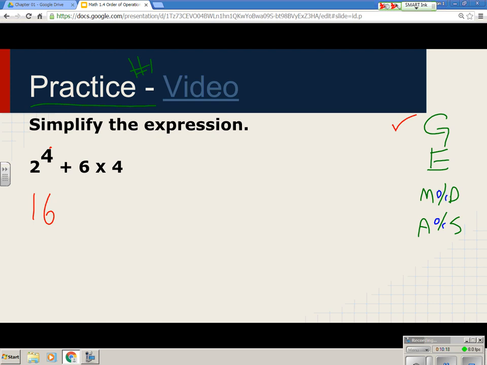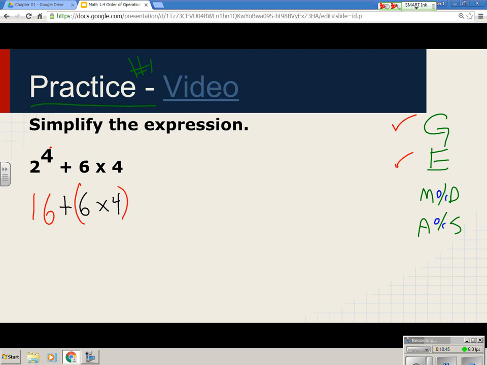So once I solve that, and so you're not confused, I'm going to get rid of this. Once you solve that, what do you do with the rest of the stuff? You bring it down. Plus 6 times 4. So now I'm looking at it going, okay, group's done, exponents accomplished. Now I'm looking for any multiplication or division. Do you see it? If you see it, you notice that our next step will be 6 times 4.